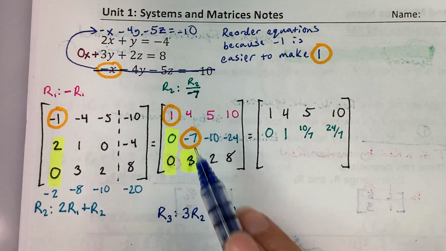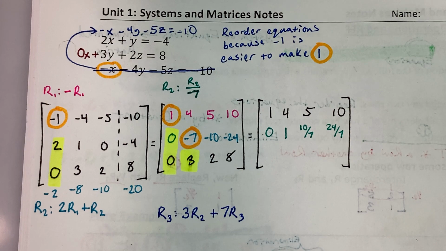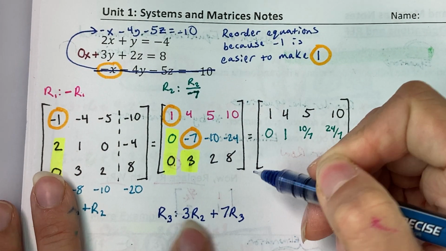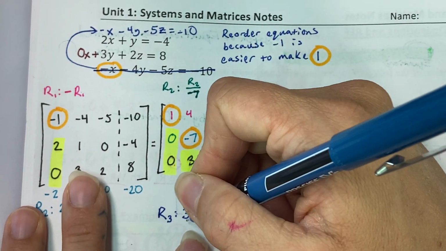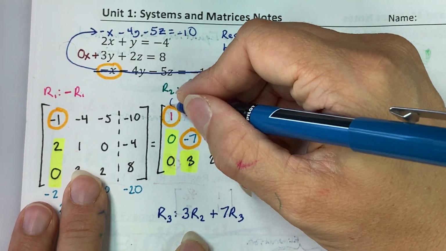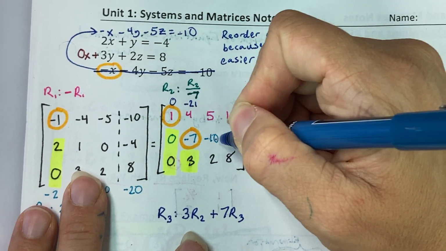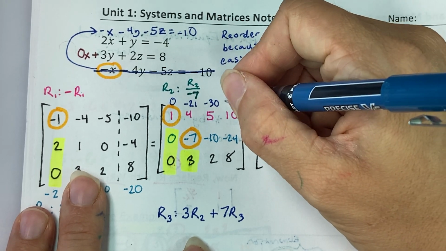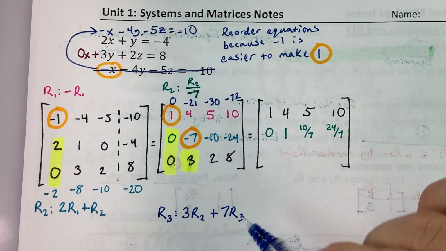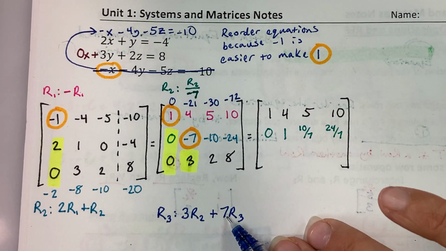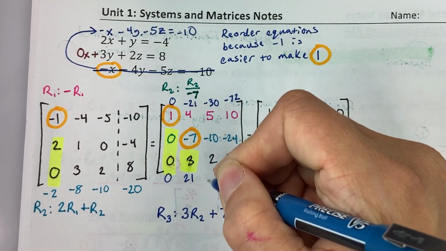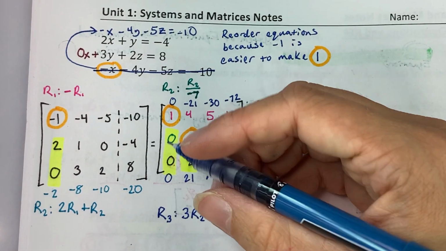That will give me -21 and +21, which when we add those together, that's going to give me the 0 that I want. So I'm going to go ahead and show the work above here for row 2 and down here for the manipulation of row 3. So let's start with 3 times row 2. 3 times 0 is 0. 3 times -7 is -21. 3 times -10 is -30. And 3 times -24 is -72. Next, we're going to multiply 7 times row 3. So 7 times 0 is 0. 7 times 3, 21. 7 times 2 is 14. 7 times 8 is 56.